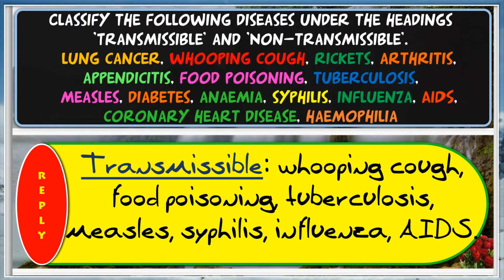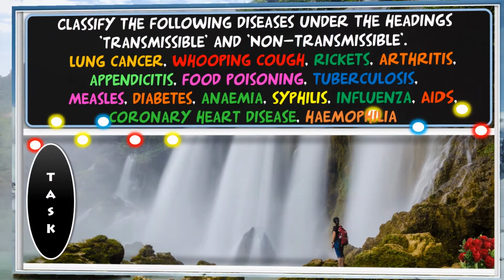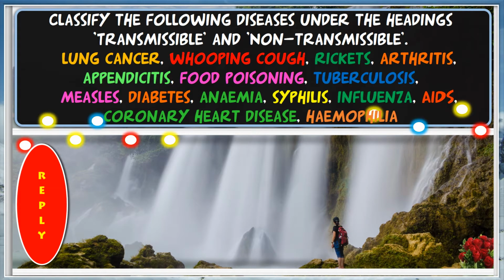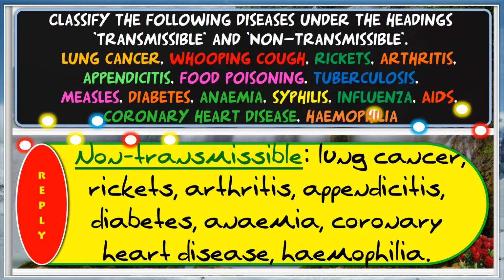Transmissible are whooping cough, food poisoning, tuberculosis, measles, syphilis, influenza, and AIDS. Non-transmissible include lung cancer, rickets, arthritis, appendicitis, diabetes, anemia, coronary heart disease, and hemophilia.